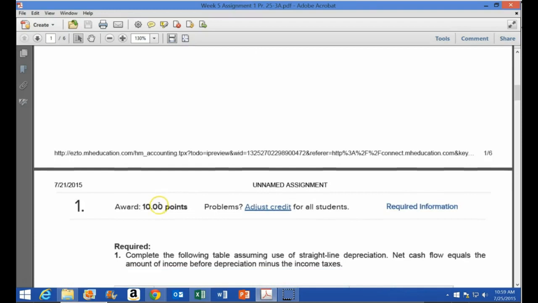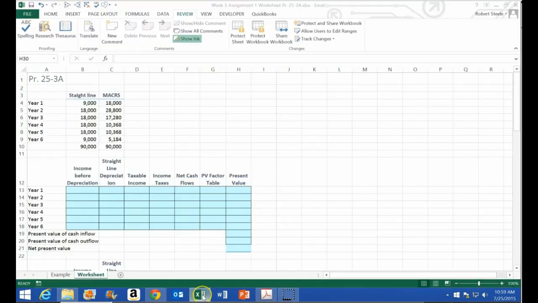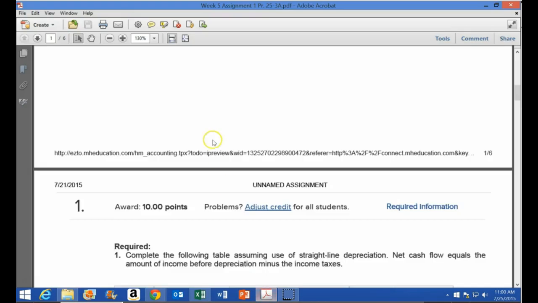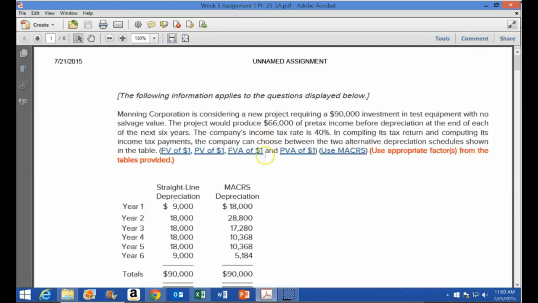Required: complete the following table, assuming use of straight line depreciation. Net cash flow equals the amount of income before depreciation minus income taxes. So I've put those same numbers into our table here. Here's our straight line and here is our maker's table. If we're going to calculate the cash flow for these two methods, first, the income before depreciation is given to us in the problem, and that is the $66,000.